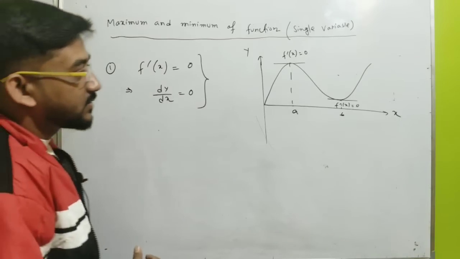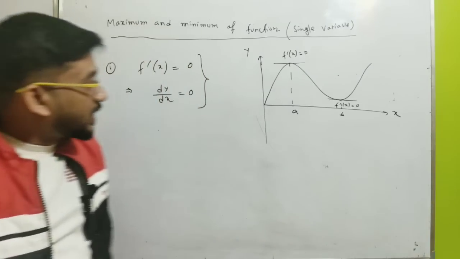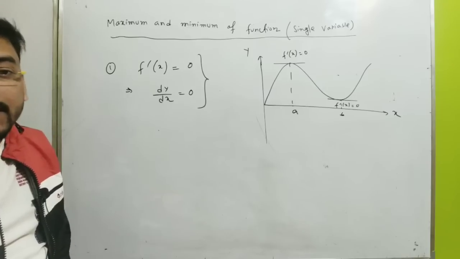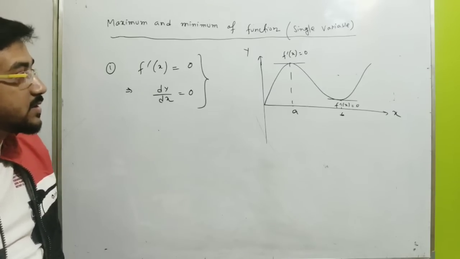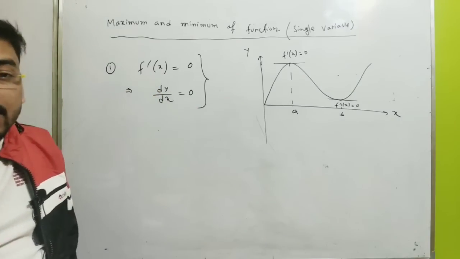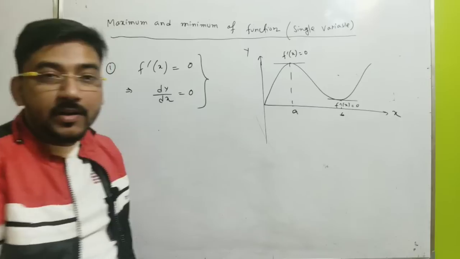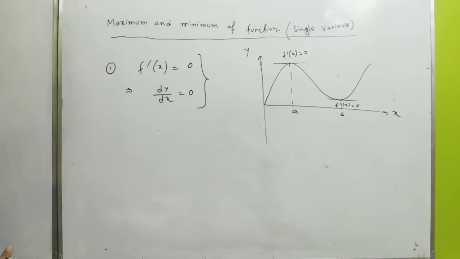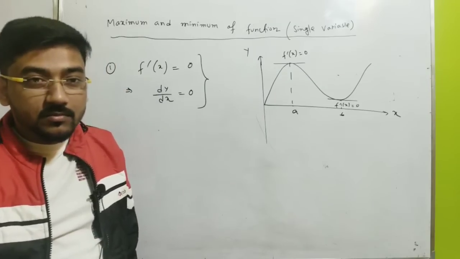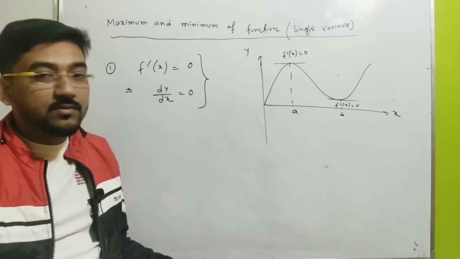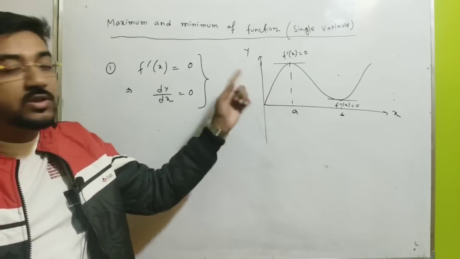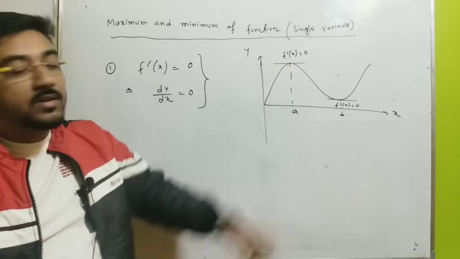But when you are asked to find the maximum or minimum of a function, you cannot say it only by using the first derivative. If the slope of the function at a particular point is 0, you cannot say definitely whether the function has the maximum value or the minimum value, because both possibilities are there. F prime x equal to 0 means maybe it is a maximum, maybe a minimum.